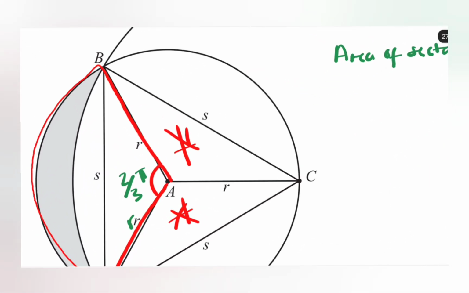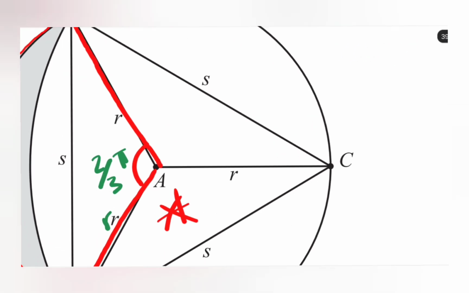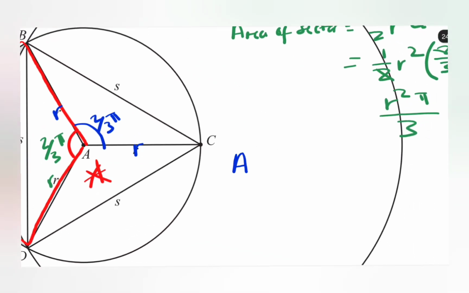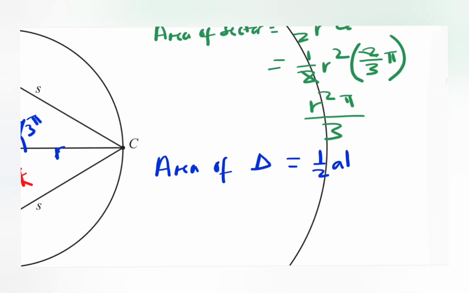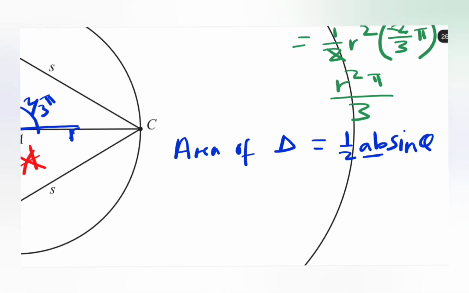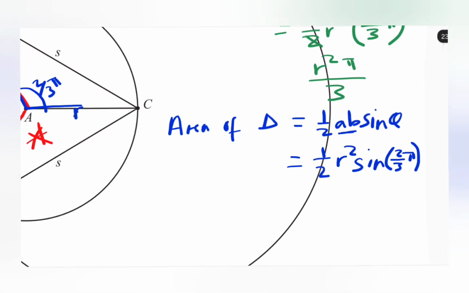Right, then for these two triangles, we're just going to calculate the area of one and multiply it by 2. Again, the angle is 2 over 3 pi, and these sides are both r. Let's write area of triangle. We're going to use half AB sine theta, AB being the two sides that make up the angle. So they're both r, so half r squared, then sine 2 over 3 pi.